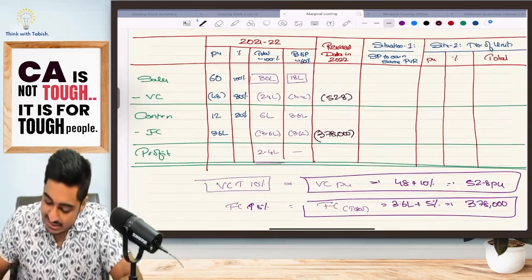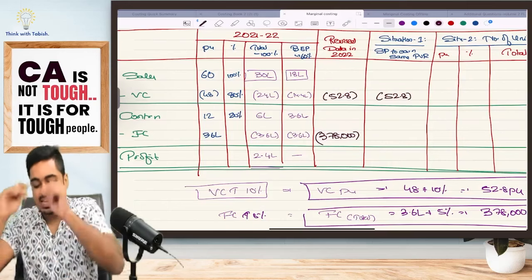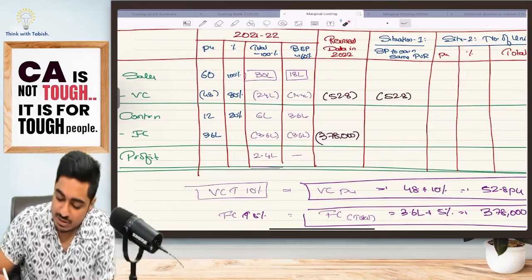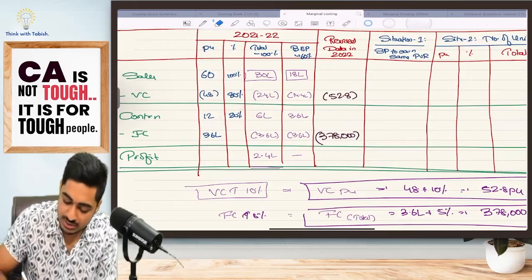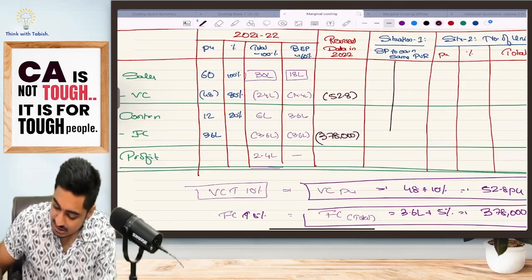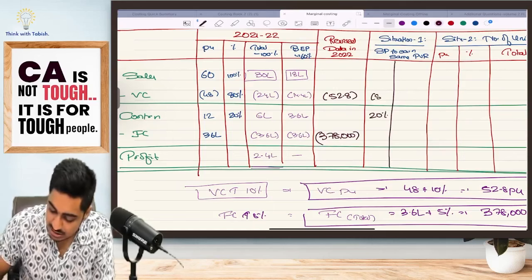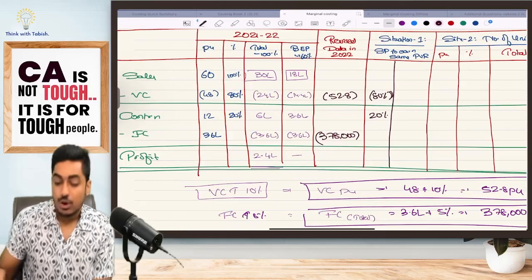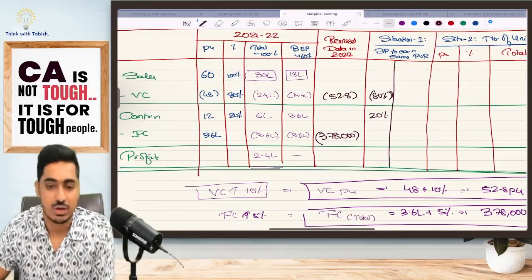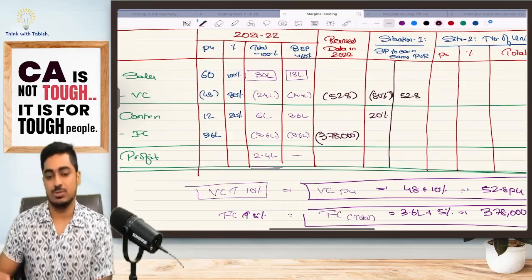Now understand, this year my variable cost has become 52.8. This year also I want the same PV ratio. Same PV ratio as last year, how much was I earning? 20%. That means this year also I want to earn 20% only. If 20% is going to be my contribution, how much will be my variable cost? Variable cost will be 80%. And how much is my variable cost per unit? Sir, it is going to be 52.8.